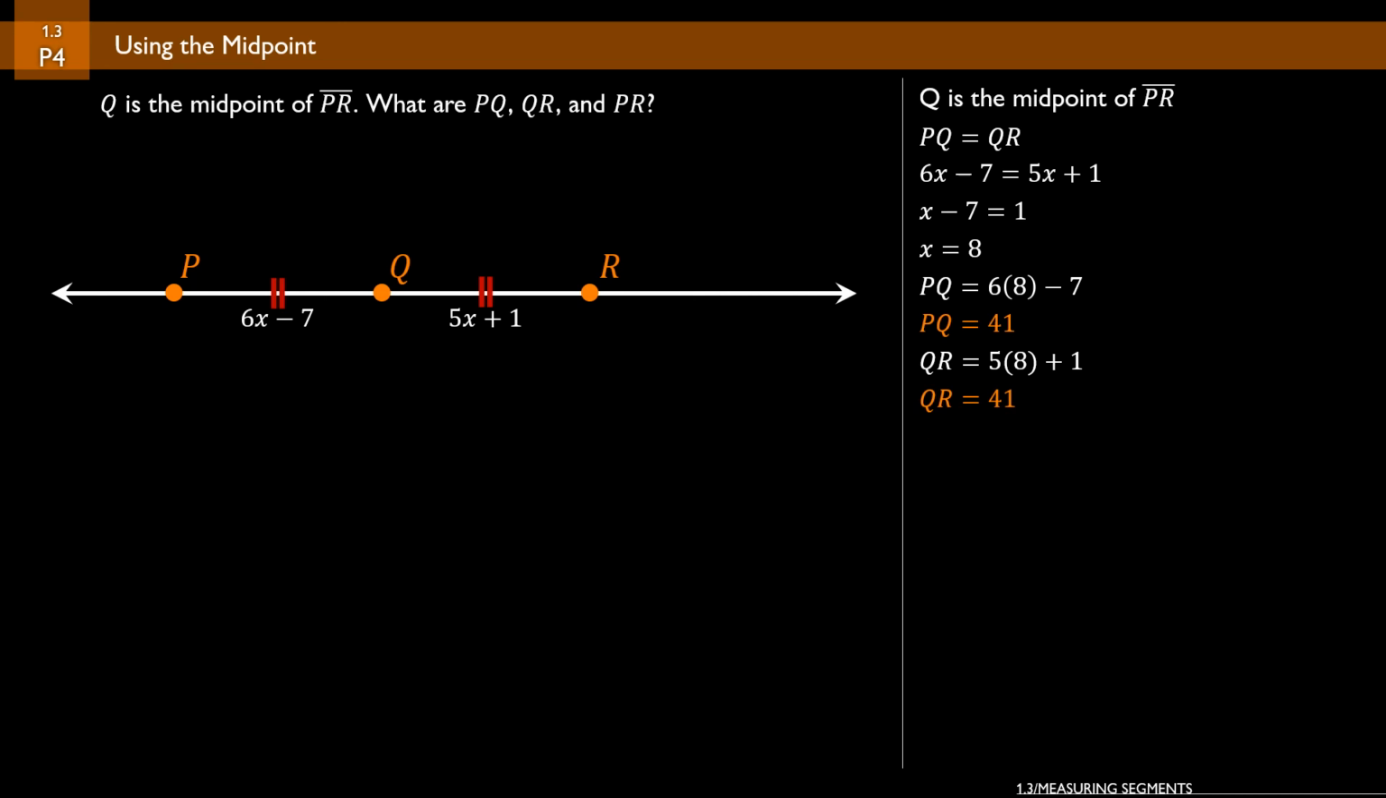Now to get PR, we just add those two together. So PR equals PQ plus QR. 41 plus 41 gives us 82.